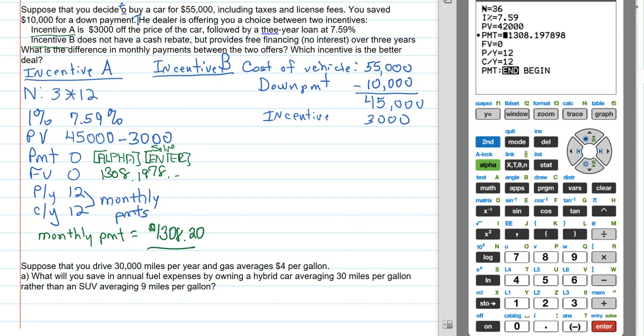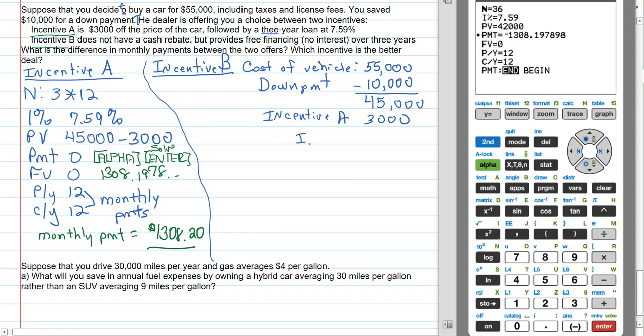So we're going to draw a line there. And this is incentive A. Incentive B says B does not have a cash rebate but provides free financing, no interest over the 3 years. What is the difference in the monthly payments?